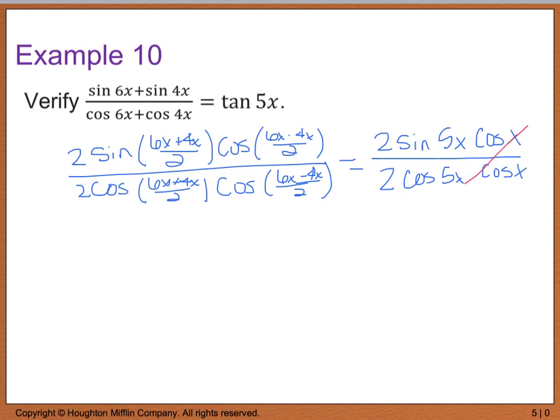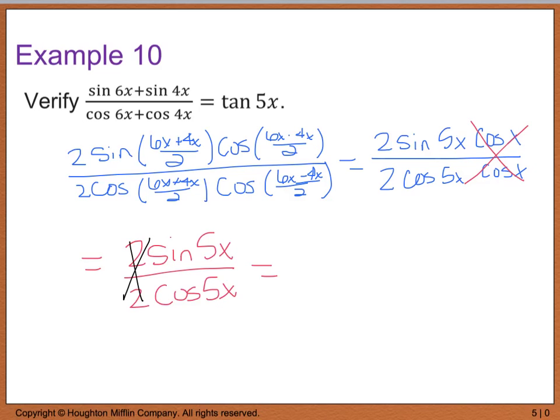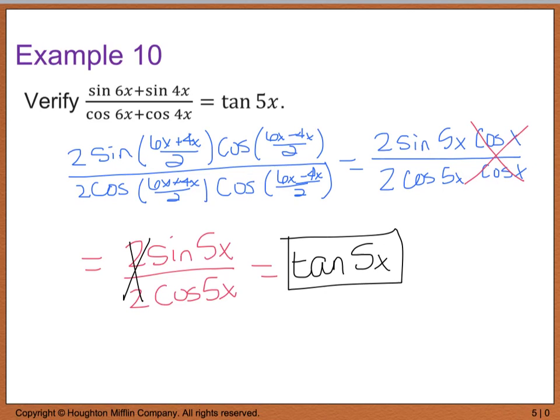And our cosine x values are going to cancel, and we are then going to be left with 2 times the sine of 5x divided by 2 cosine of 5x. And since our 2's are going to cancel, sine divided by cosine then gives me the tangent of 5x. Now look how much fun that was.